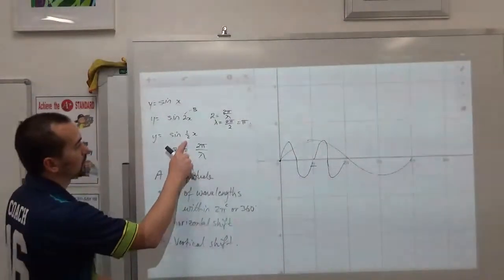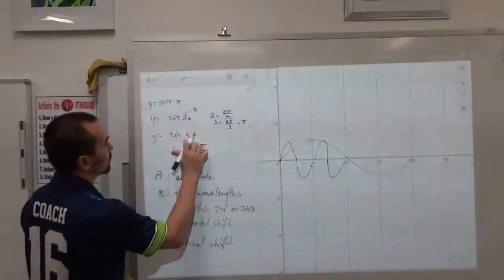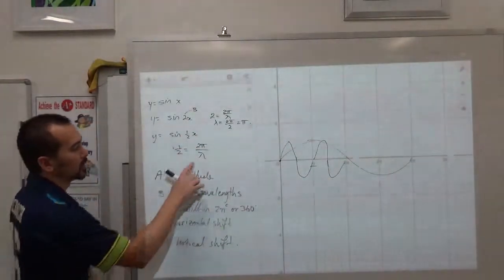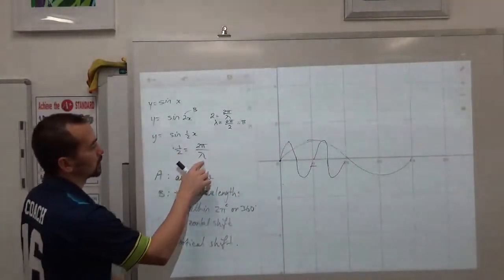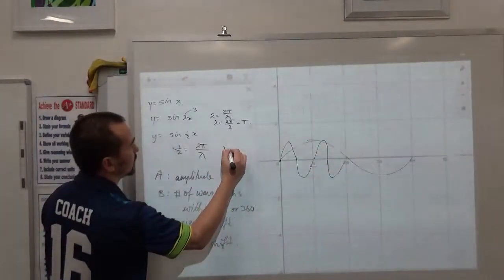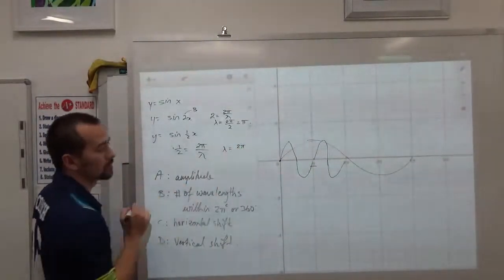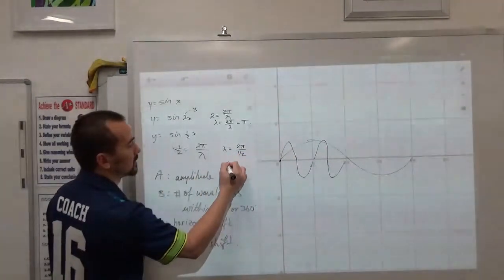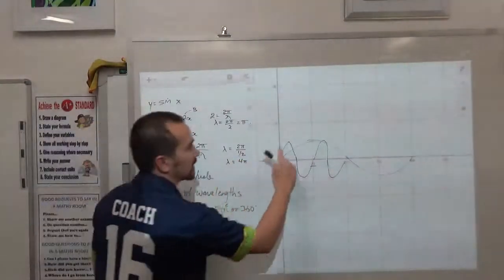Down here, if we said half is the value of b, then we can calculate the wavelength by swapping those two, and we can say that lambda is equal to 2 pi on 1/2, which is the same as 4 pi. Okay, we can see that that's 4 pi.